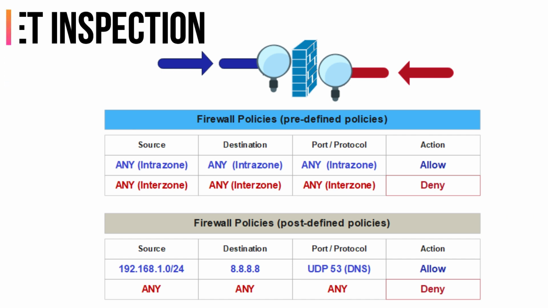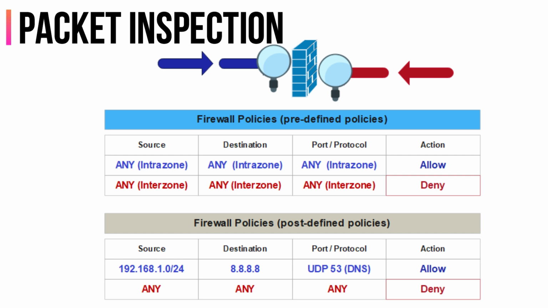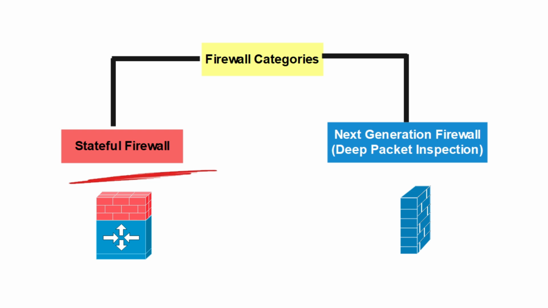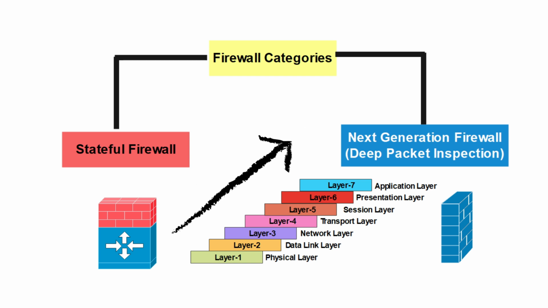But the main job of a firewall is packet inspection. And because of this packet inspection, firewalls are basically divided into two categories. The first is the stateful firewall and the second is the deep packet inspection firewall. This deep packet inspection firewall is also known as the next generation firewall. So what is the difference between a stateful firewall and a next generation firewall? Well, the main difference is at what level the packet is inspected by the firewall. And that is how these firewalls are divided into different categories.